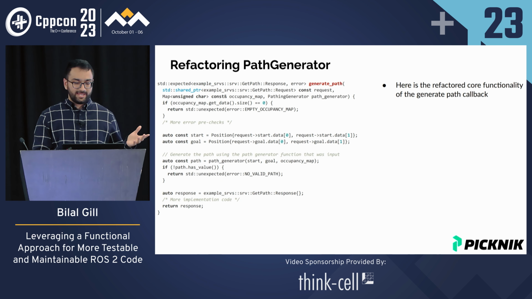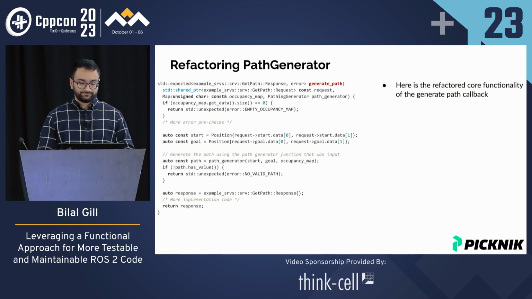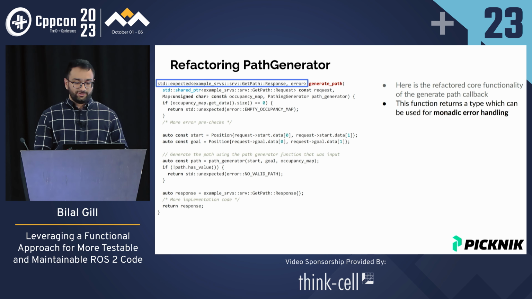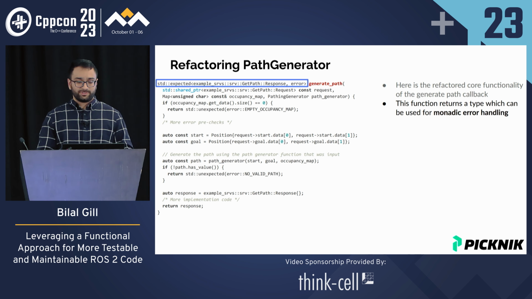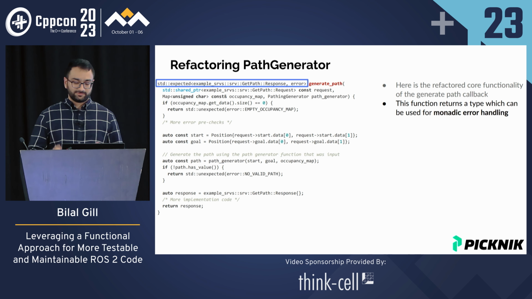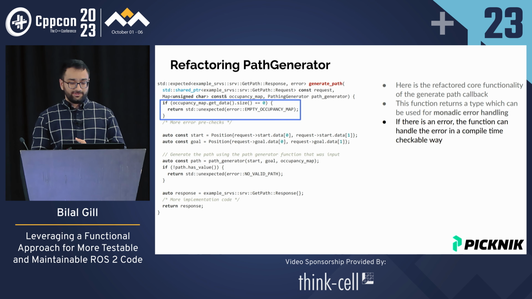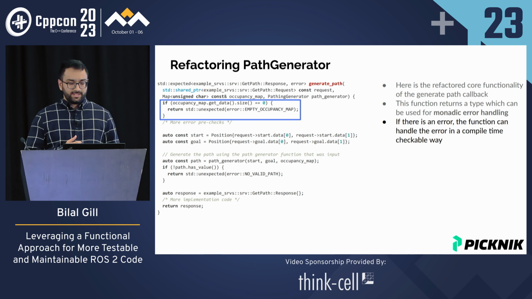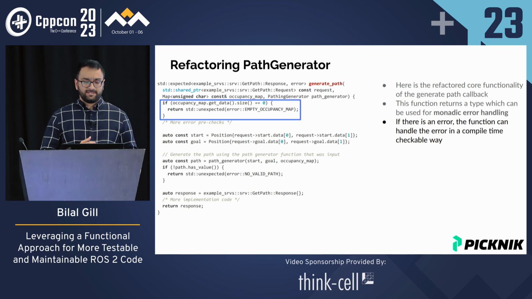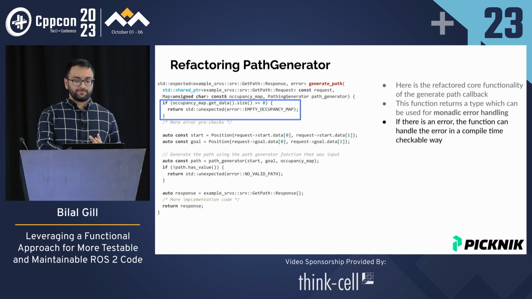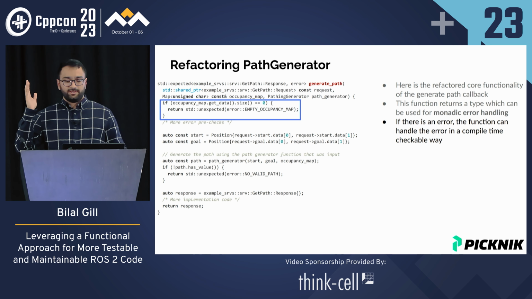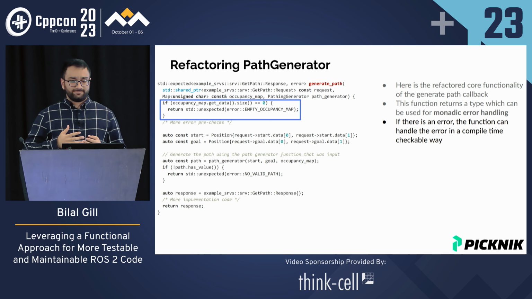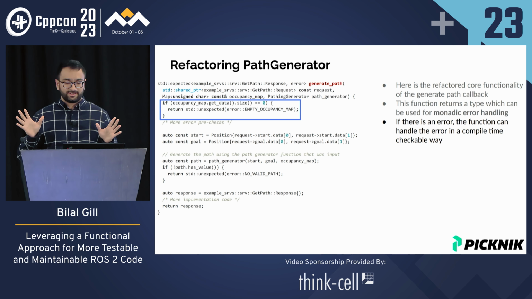So here we have the refactored core functionality. First, we can see this function returns a type which can be used for monadic error handling. If there's an error, the function can handle the error in a compile time checkable way. And with this, we can also see that the side effect of printing has been abstracted into a higher layer.